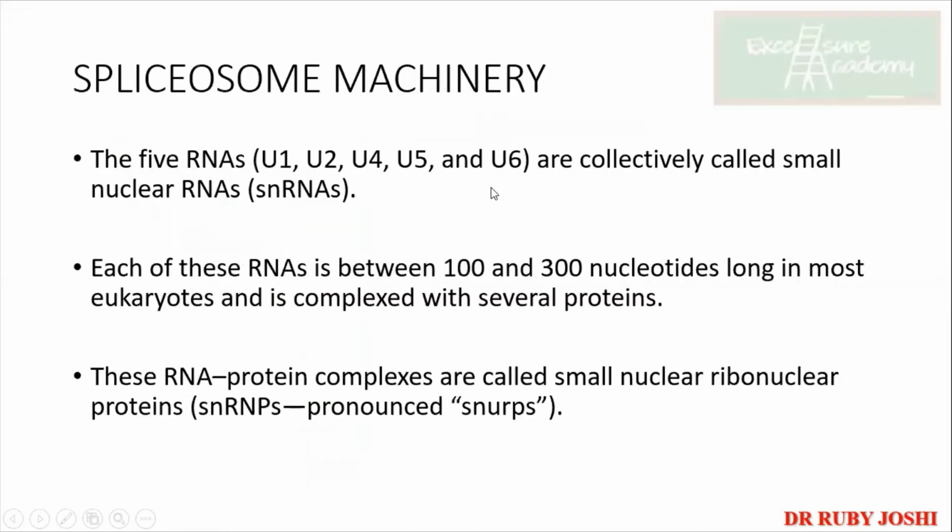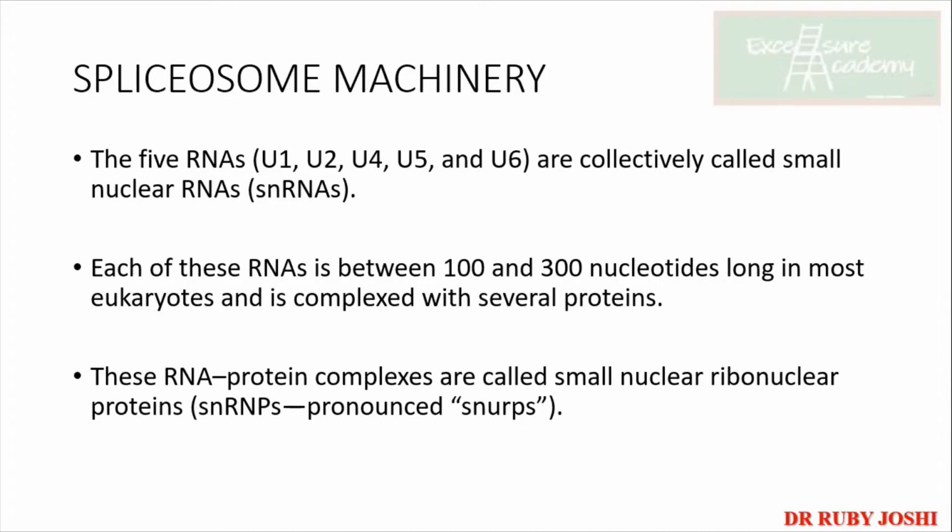Now, that was the basic mechanism behind RNA splicing. Now, how is this splicing done? Someone has to help, right, in forming the lariat and bringing the 5' and 3' ends together. So this is all done by the spliceosome proteins. This is also known as the spliceosome machinery. This is the most important one.